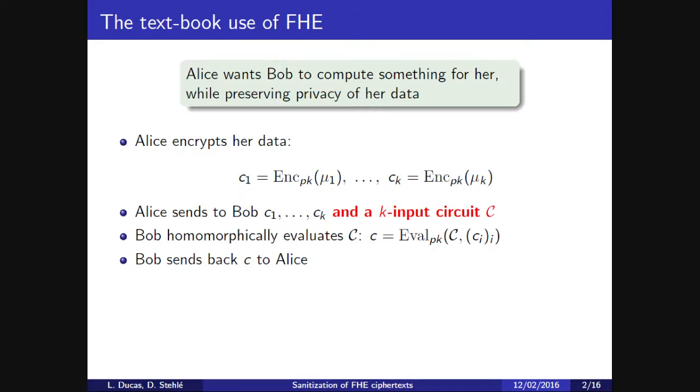So given the public key of a fully homomorphic encryption scheme, you can evaluate the circuit homomorphically here. So it means that you will apply transparently the circuit to the plaintext, even if you only know the ciphertext. And when it's done doing this, it sends back the ciphertext to Alice. Alice decrypts, and she must decrypt what would have been the direct application of the circuit C to the messages.